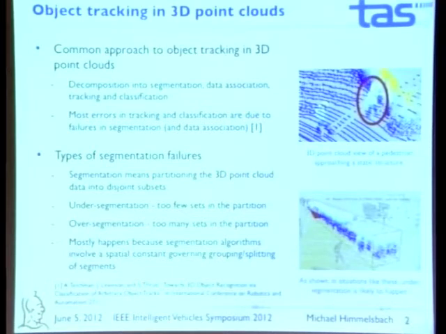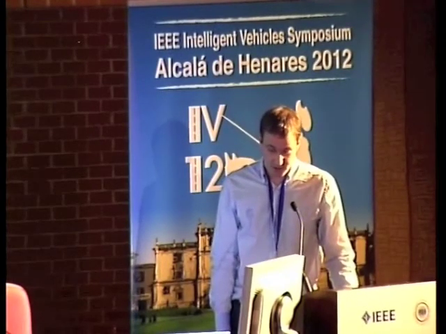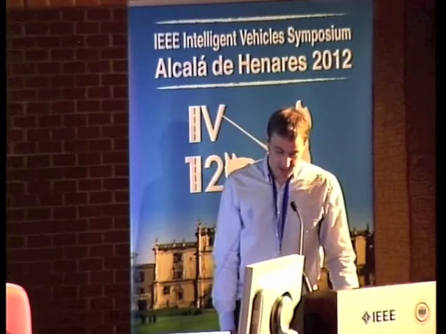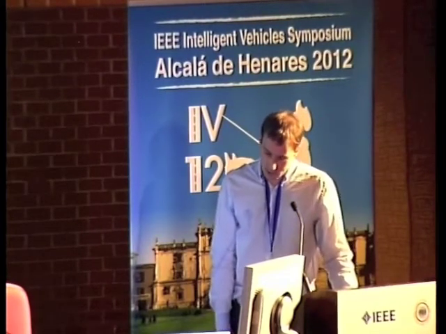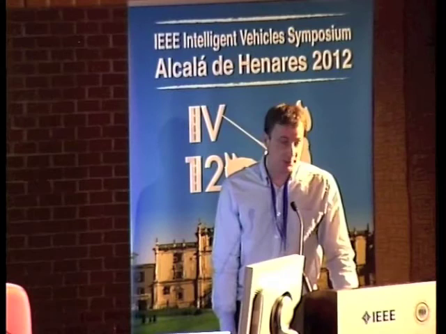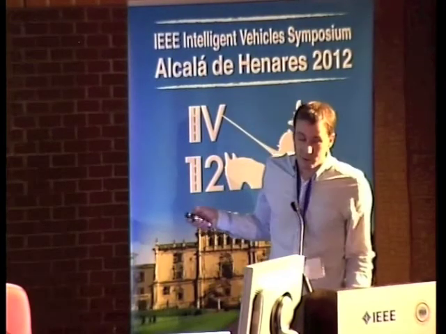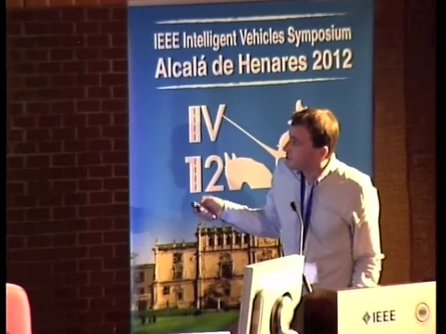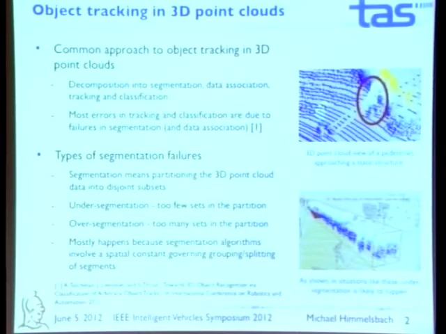If you have a look at these two pictures, you see a situation where one of these segmentation failures is likely to occur. You see a pedestrian approaching a static structure very closely. If you have a look at the bottom picture, you see that an under-segmentation of the pedestrian and the static structure is likely to happen. So we didn't separate the static structure from the pedestrian.